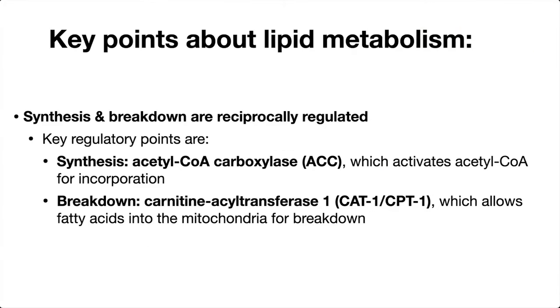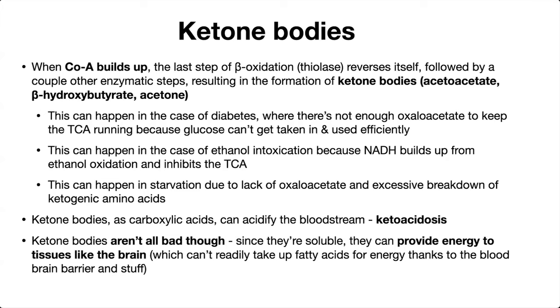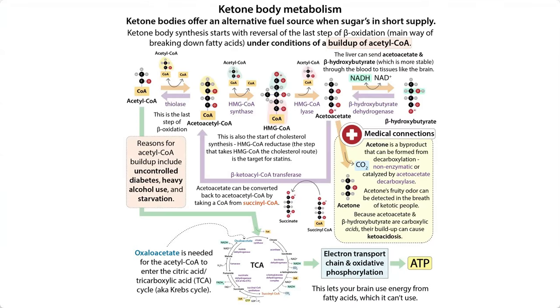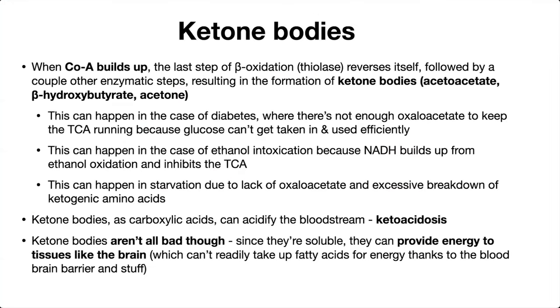Even in the cells that don't synthesize fatty acids, you're still going to want to regulate the breakdown so that you're not breaking down fatty acids more than you need. One of the reasons you don't want to just keep breaking down those fatty acids is because they can form things called ketone bodies, which can travel through the bloodstream and acidify the bloodstream. They can be a good source of fuel for tissues like your brain, which can't just use fatty acids as is. But if you have a buildup of that, they can be bad. We'll get to this a little later.